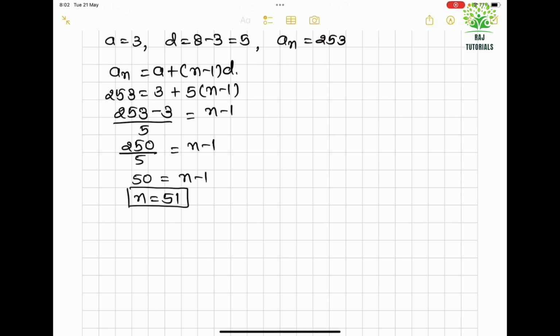Now if I cut 20 from 51, I will get 32nd term. So A32 I have to find. So that will be A plus 31D. Now A is 3 plus 31 into D is 5. So 3 plus 155, so 158. So the 20th term from the last will be 158.